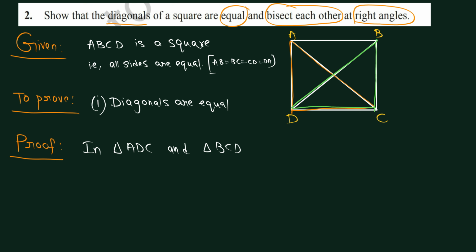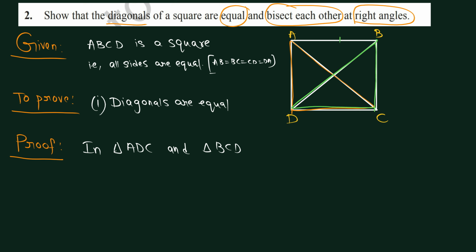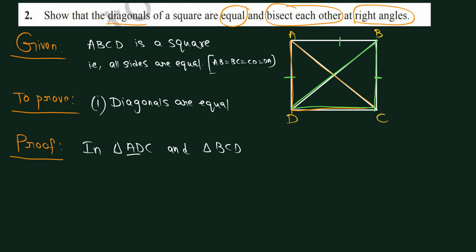Already you know that in a square, all sides are equal. What sides are equal? So you have to cover AD and BC. AD is equal to BC. Why are these two equal? Because in a square all sides are equal. AD equals BC. Why are these two sides equal? That is already given. Given means in a square all sides are equal.